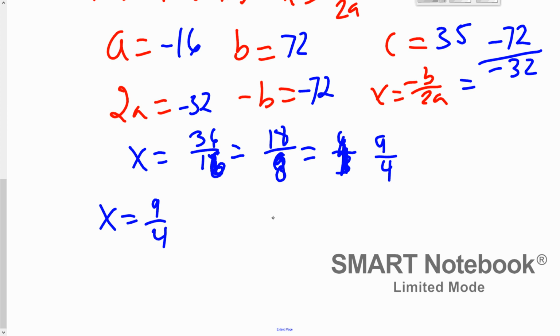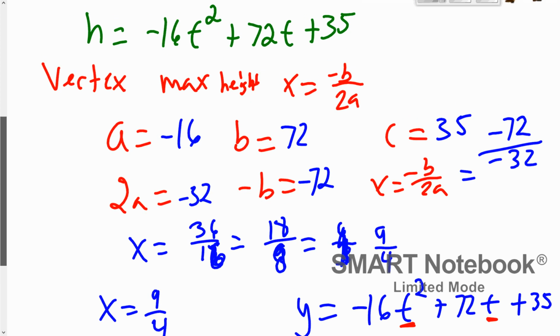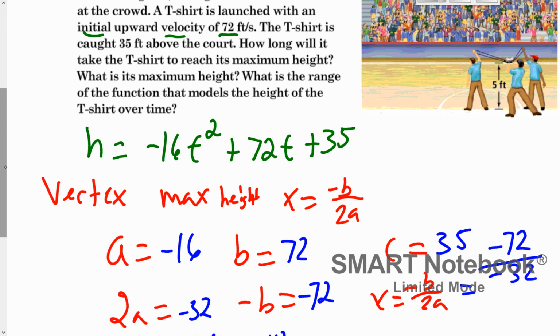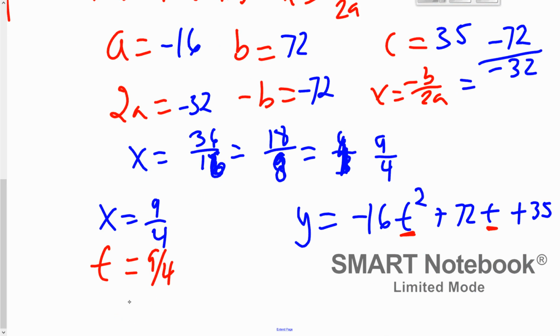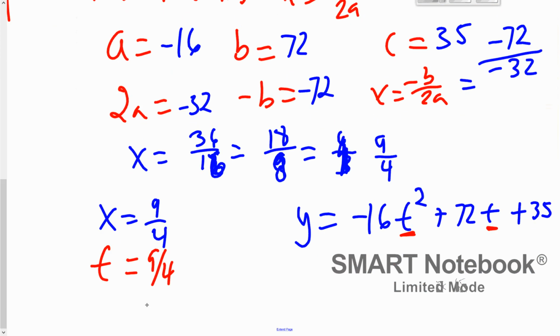And then we're going to plug that into our equation to find our y, right? Because y equals negative 16, well, h, but that's okay, t squared plus 72t plus 35. So we're going to enter the t in here and here. So I put x equals, but really it's t. So we might not have to. Let's figure out what it's asked. How long will it take to reach its max height? Boom, right there. T equals 9/4. So it'll take 9/4 of a minute. Are we talking about minutes? Seconds? Probably seconds. Yeah, seconds. So it will take 9/4 of a second to reach its max height.